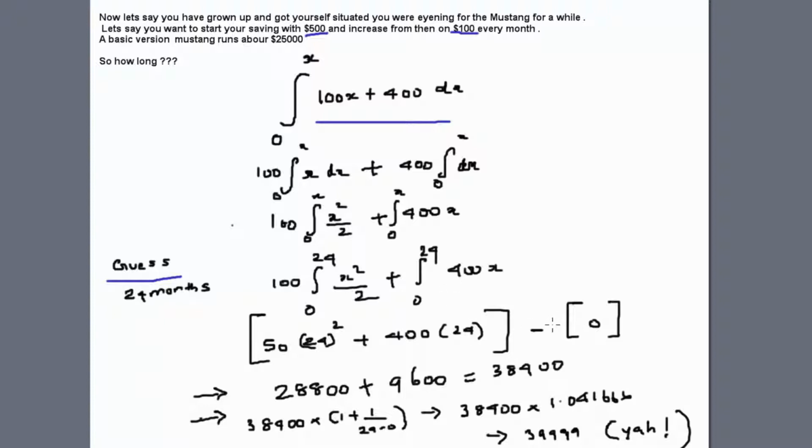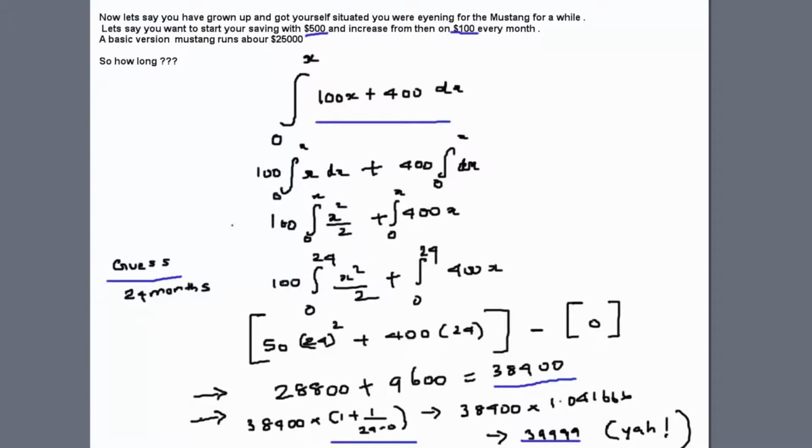And this side, the lower limit, is going to be basically 0, so don't worry about it. If you actually do the math, it's 28,800 plus 9,600. So that's $38,400. Man, you didn't expect that. And then you apply the approximation factor, so that's going to make it almost 40 grand.